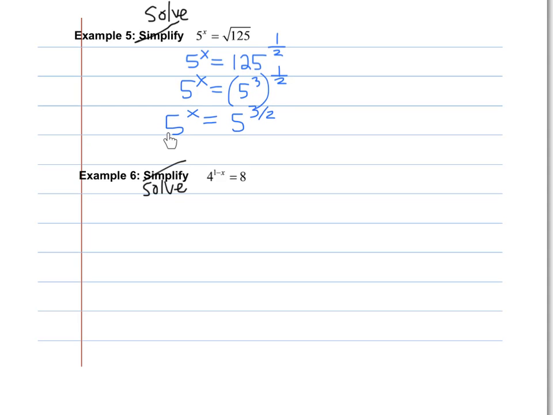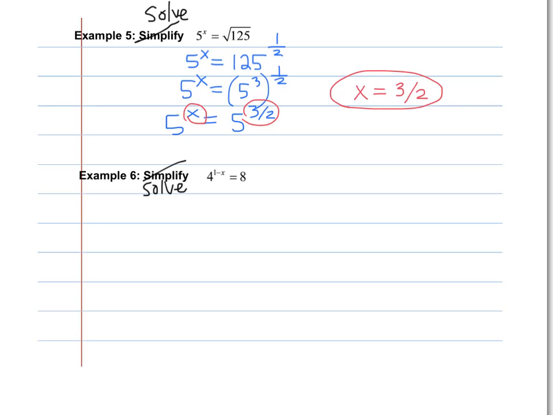So now it's real easy. We have 5 to the x equals 5 to the 3/2. Well, if our bases are equal, then our exponents must be equal as well. So what we can do is just set our exponents equal to each other, and x equals 3/2. And that's essentially the process that we'll use for all of these solving exponential equations. So let's try the next one.